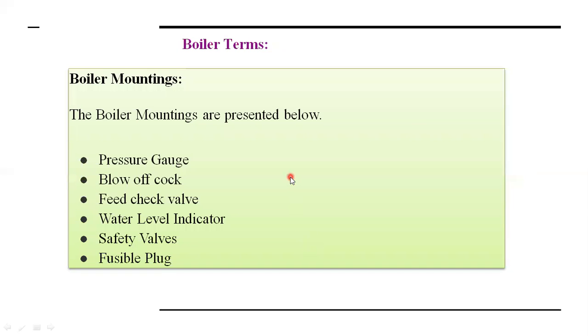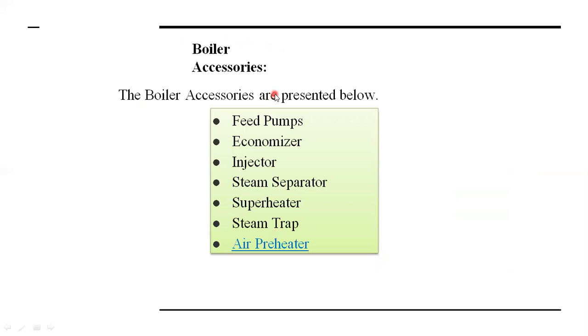Along with these different basic parts, it consists of boiler mountings like the pressure gauge, blow-off cock, feed check valve, water level indicator, then different safety valves for releasing the extra pressure, and the fusible plug. Along with that, it also consists of different accessories like the economizer, feed pumps, then the superheater, steam generator, steam trap or the air preheater.